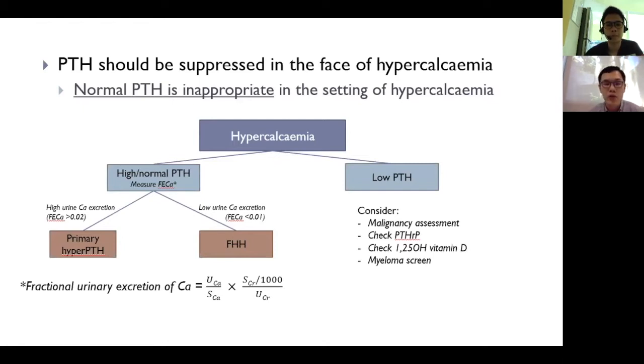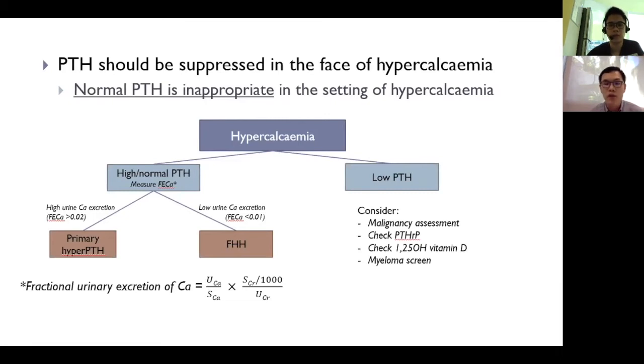And the main distinguishing factor between these two is that the urinary calcium excretion is low in FHH, but it is high in primary hyperparathyroidism. So by measuring the urinary calcium and creatinine, comparing it against the serum calcium and creatinine, we're able to get a ratio whereby mainly we are looking to see if it's low, and if it's low, then it might be more likely to be FHH.